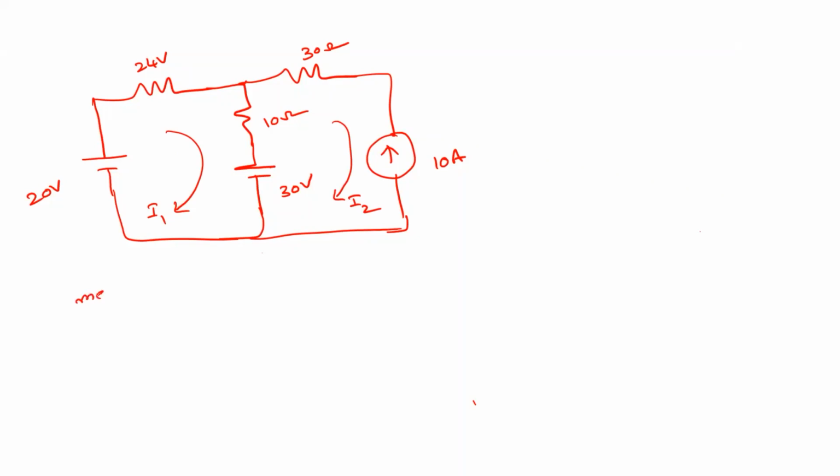So mesh 1, your resistance is 24 ohms. What is KVL? 20 minus 30 is equal to 24 I1 plus 10 into I1 minus I2. Right? Okay, so what is the next thing?